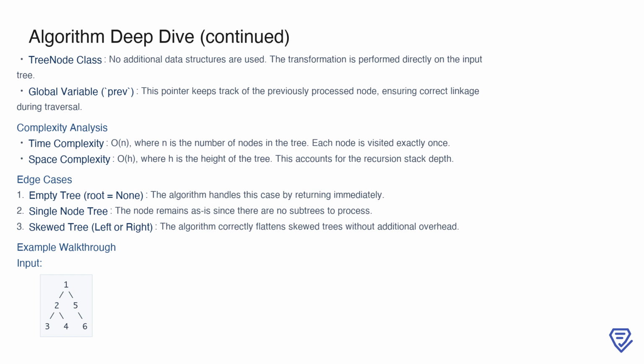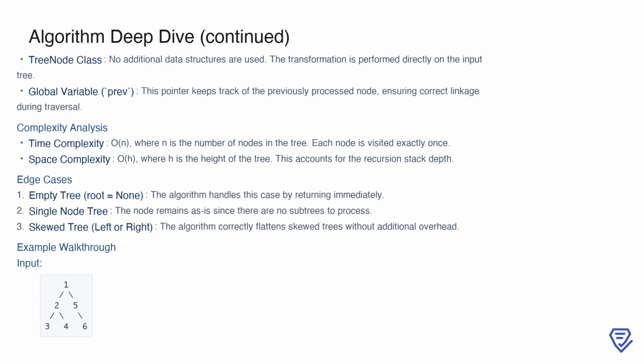From a complexity standpoint, the algorithm processes each node exactly once, resulting in a time complexity of O(n), where n is the total number of nodes in the tree. The space complexity is O(h), where h is the height of the tree, as this accounts for the maximum depth of the recursion stack. This design efficiently handles edge cases as well.